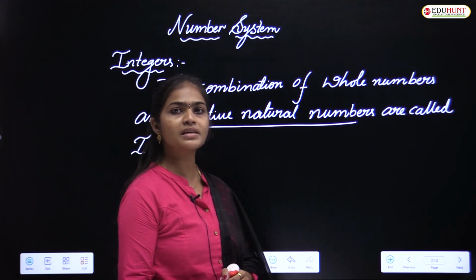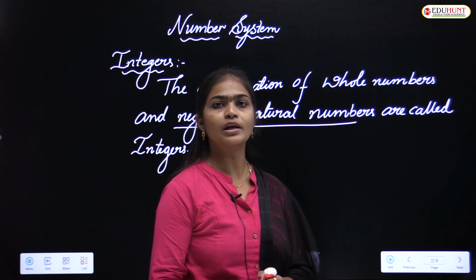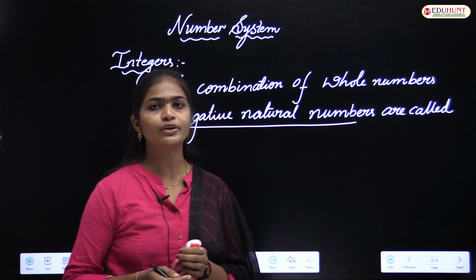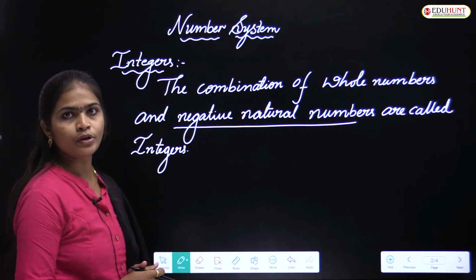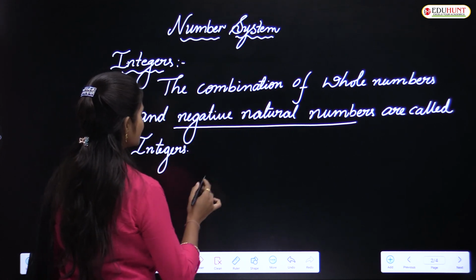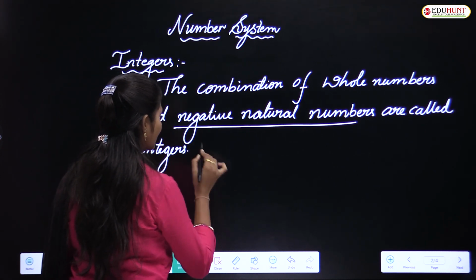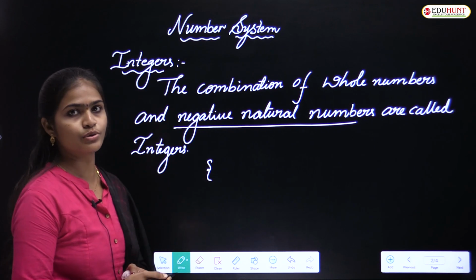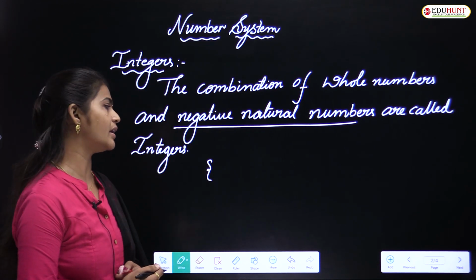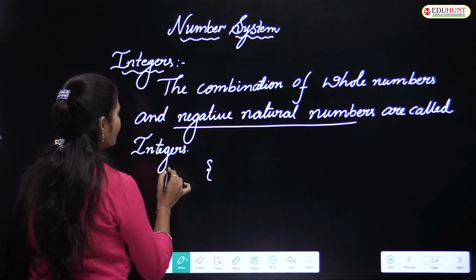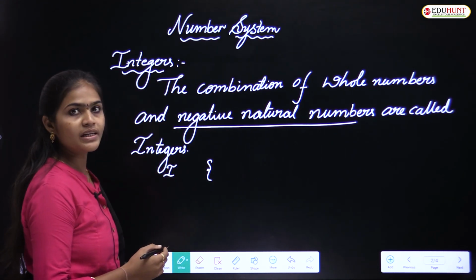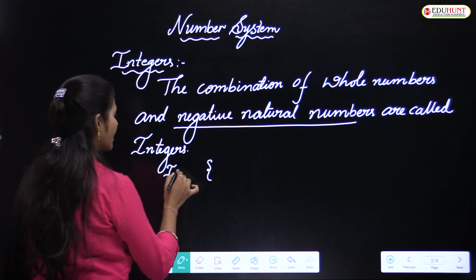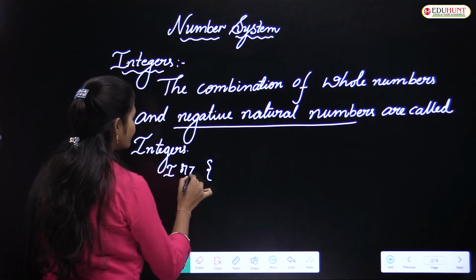In the whole numbers we have 0 and the positive natural numbers, and with the negative natural numbers, that set is known as the integer set. So in this set we have negative natural numbers as well as positive natural numbers, and 0 is also there. The set of integers is represented with the letter I or Z.